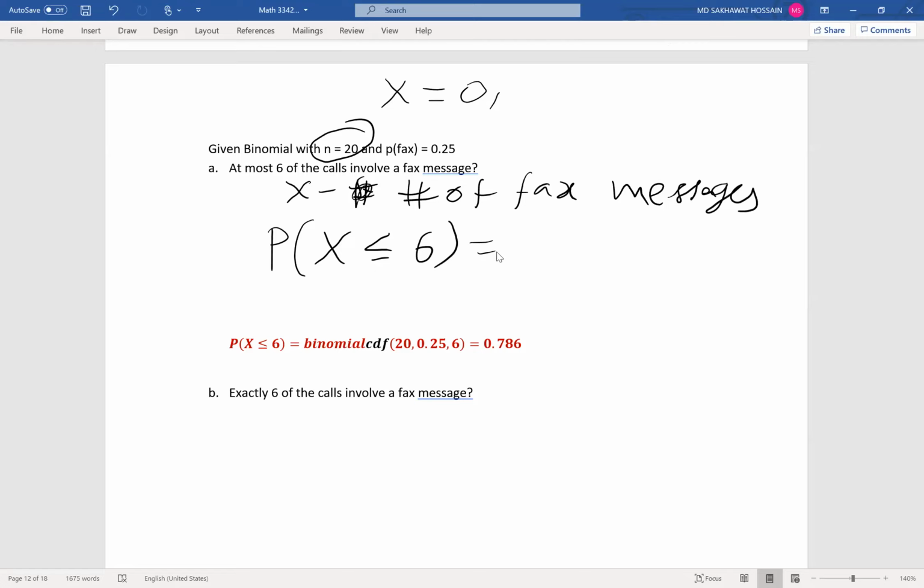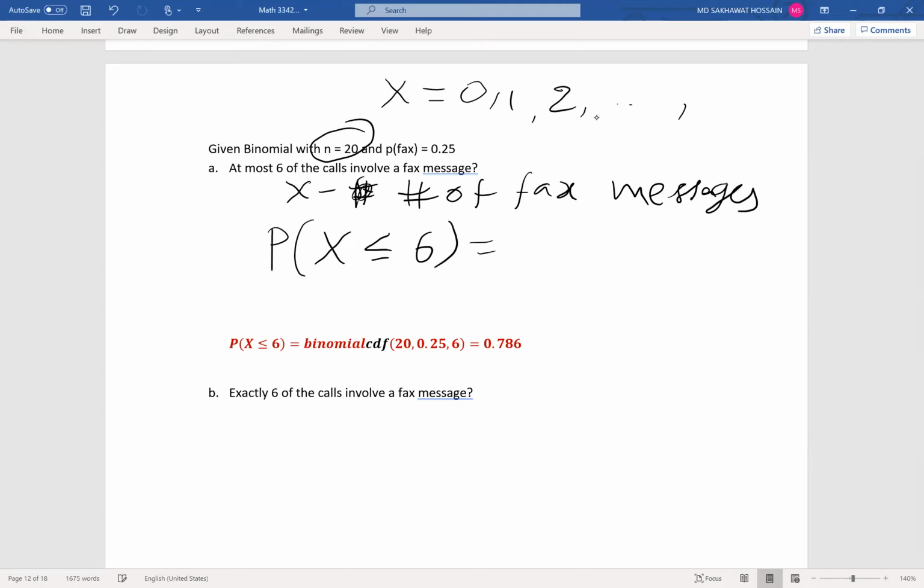Yes, 0, 1, 2, 3, 4, 5, 6. In this case, the values of X are from 0 to 6. But forget about this question, part A. In general, what are the possible values of X in this case? N is 20, so the maximum could be 20, so from 1 to 20.